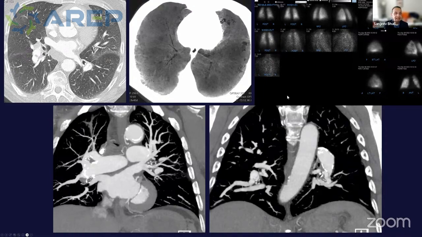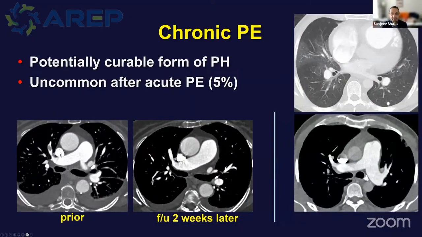This patient went on to get a VQ scan just as part of the workup. And as you're not surprised, this is going to be chronic PE. So chronic PE, as we mentioned, is a form of embolic disease, but what chronic PE represents is a form of pulmonary hypertension that may be curable.